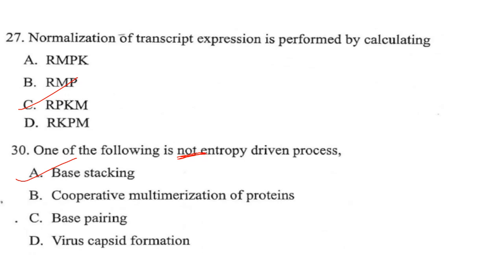Then normalization of transcript expression is performed by calculating what is called RPKM. RPKM is reads per kilobase of transcript per million mapped reads. It is the normalized unit of transcript expression. So RPKM, that is reads per kilobase of transcript per million mapped reads.